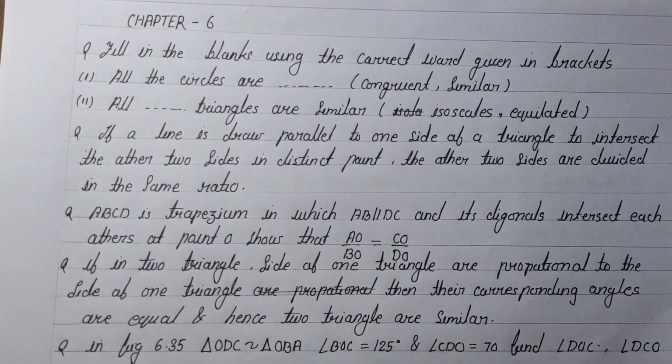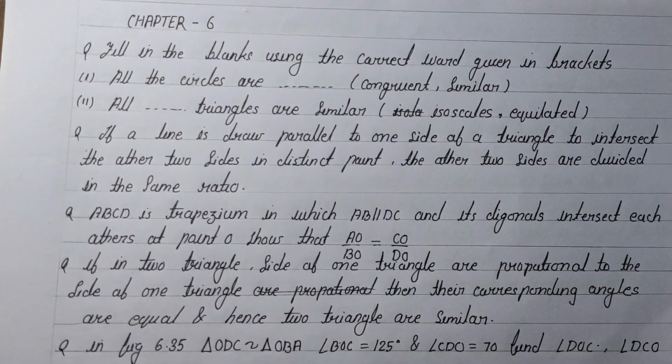Next, ABCD is a trapezium in which AB is parallel to DC and its diagonals intersect each other at point O. Show that AO upon BO is equal to CO upon DO. Next question.